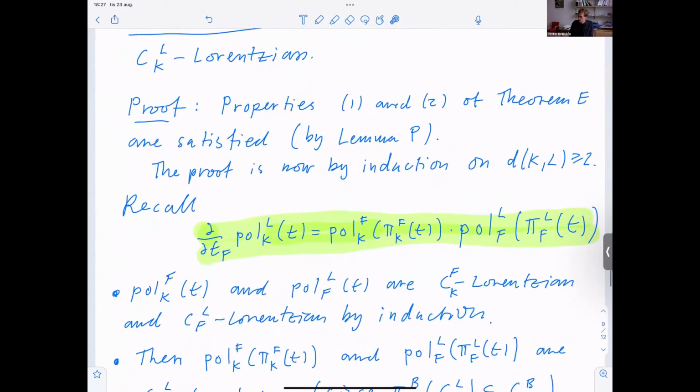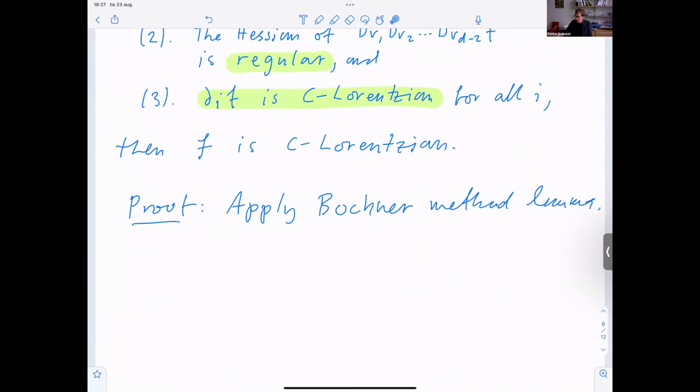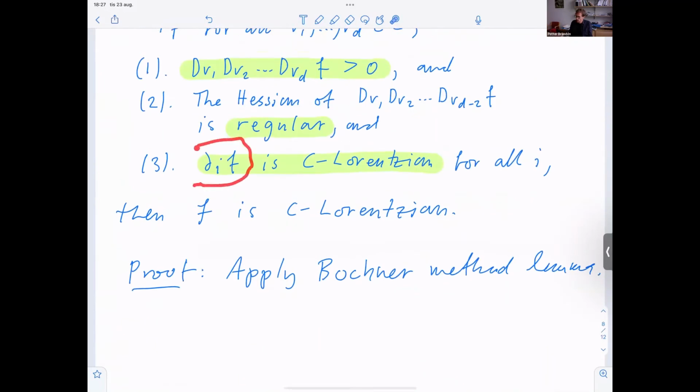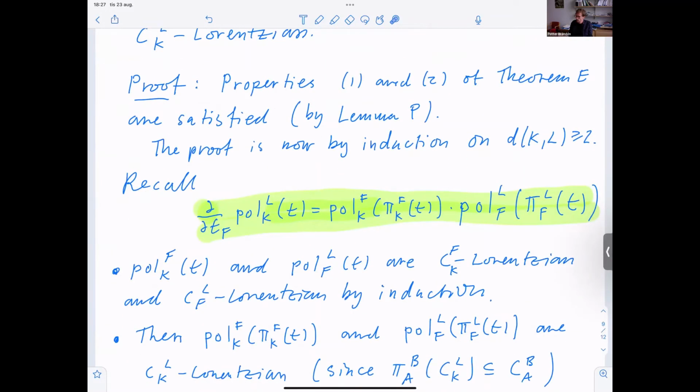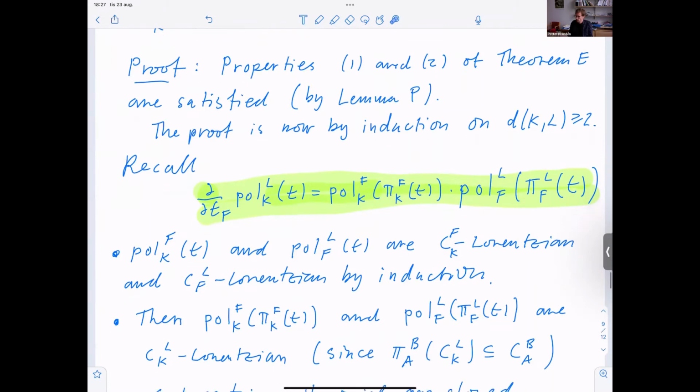So what do we have? Well, we have this formula for the derivatives. We want to use this third property. So we want to deduce by induction that these derivatives are C-Lorentzian. So this is our goal. For this we use this formula for the derivatives, and the formula says that it's a product of two polynomials of the same kind. Since they are of smaller degree, they are themselves C-Lorentzian by induction, if we can prove the case of d equals 2, but we postpone that a bit.